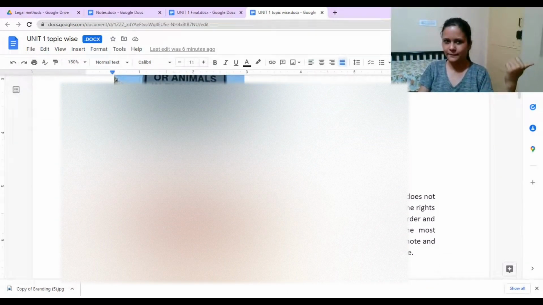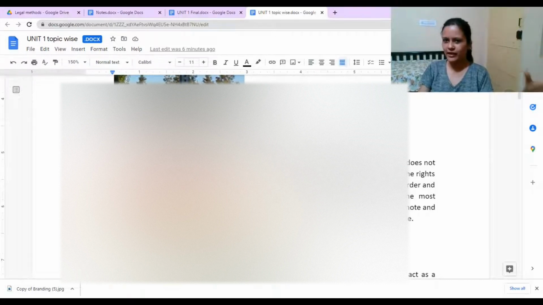Now, what are fundamental rights and statutory rights? Have you read anything on that? Fundamental rights? Ma'am, fundamental rights are basically rights that are given in our constitution. And statutory rights are basically those which are given in other statutes like IPC.